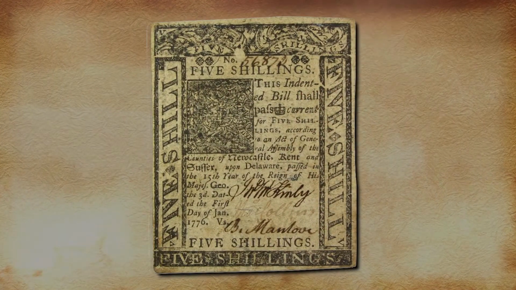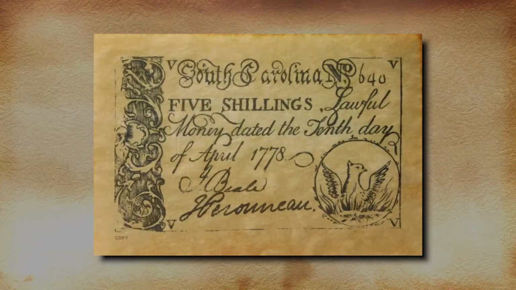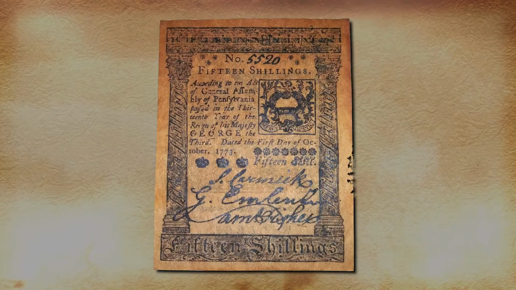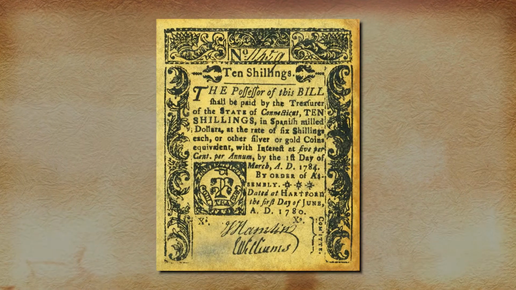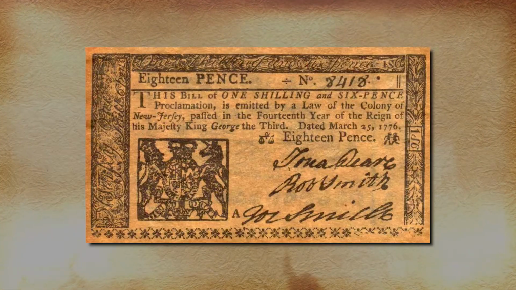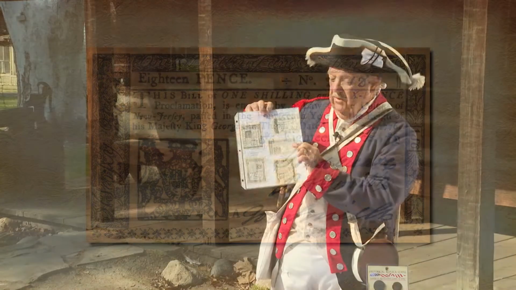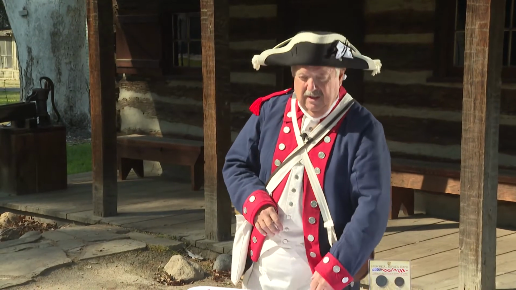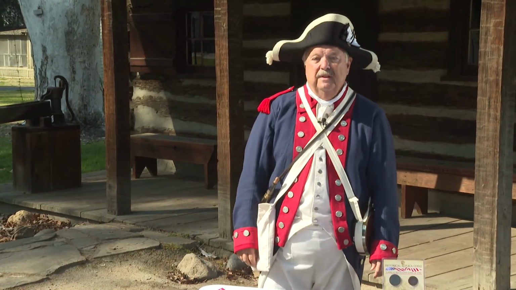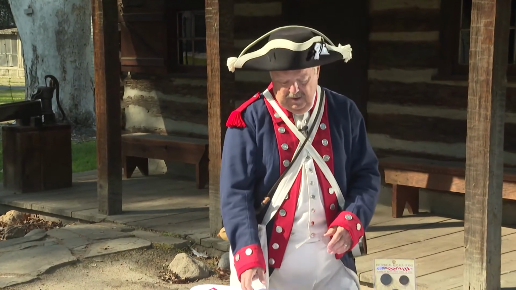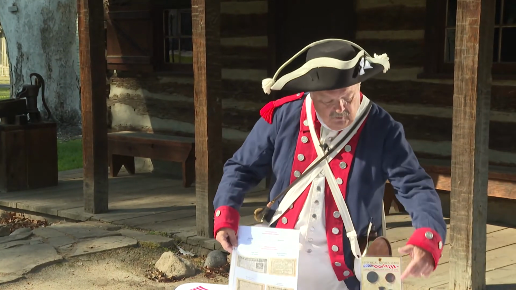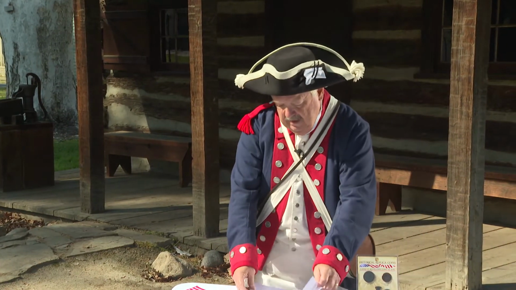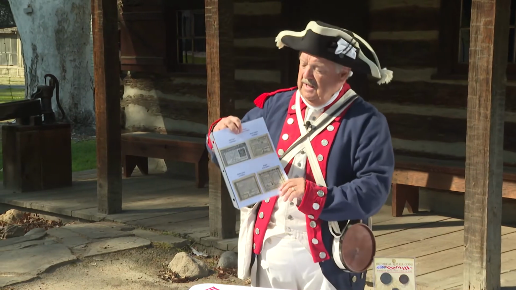Here's a 5 shilling from Delaware, a 5 shilling from South Carolina, 15 shillings from Pennsylvania, 10 shillings from Connecticut, and here's an 18 pence from New Jersey. So this is what they initially used. Well, as time went on and the colonists got very unhappy with the British, they said, the heck with that, we're going to go to the dollar currency. We're already using the Spanish dollar. So then they started printing currency in dollars.